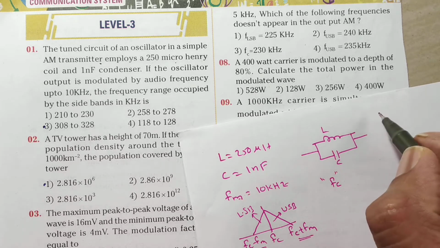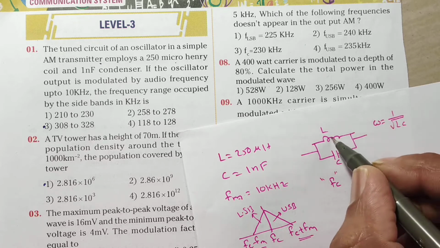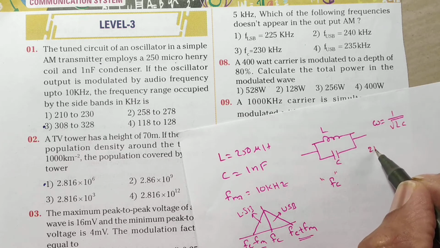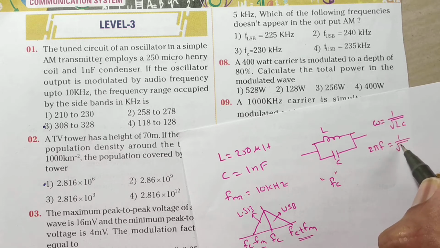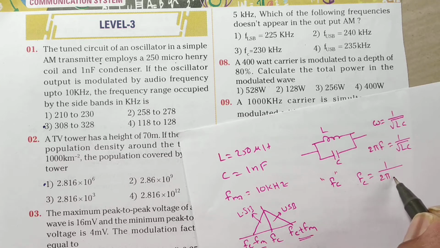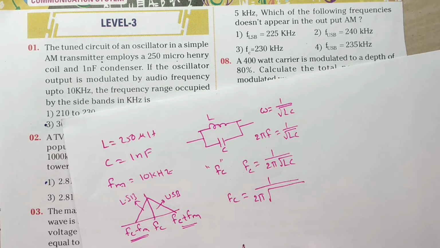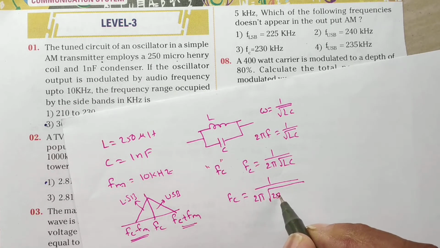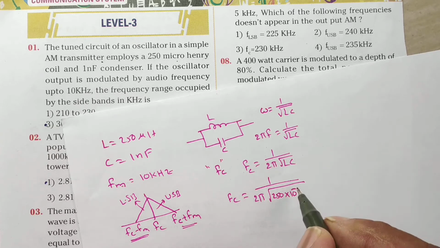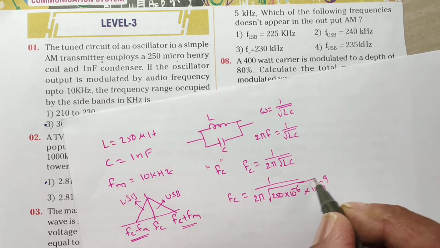Now what do you know? Omega is equal to 1 by root LC. Omega means 2 pi F, so 2 pi F is equal to 1 by root LC. That implies F, that is FC, is equal to 1 by 2 pi root LC. Now FC is equal to 1 by 2 pi into square root of L times C. L value they have given is 250 into 10 to the power of minus 6, and C is 1 nano, that means 1 into 10 to the power of minus 9.